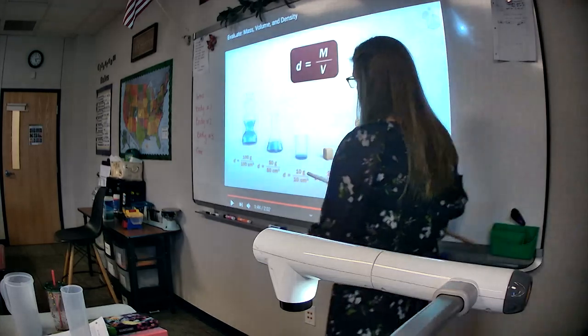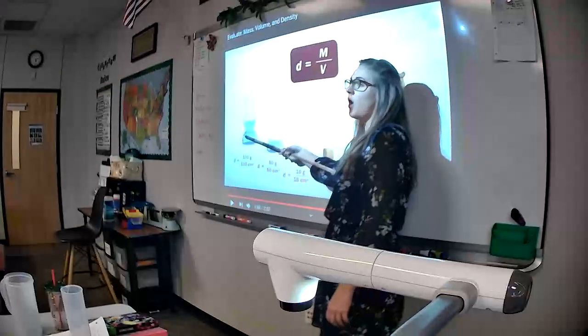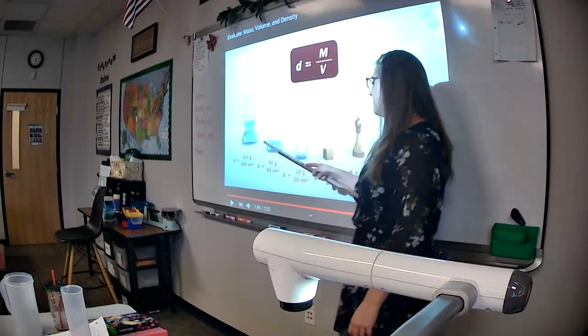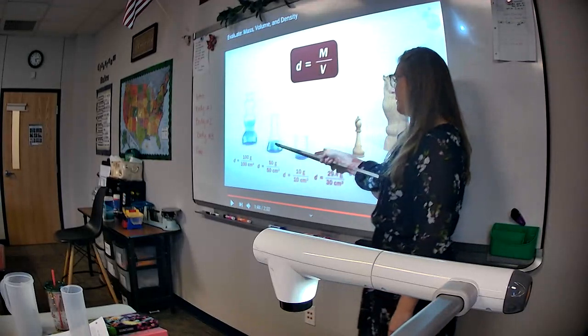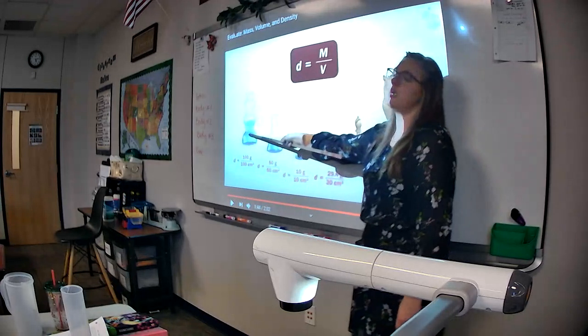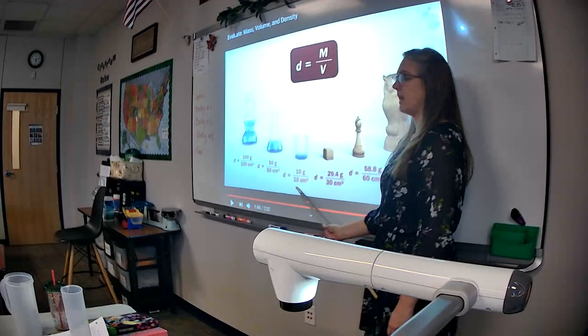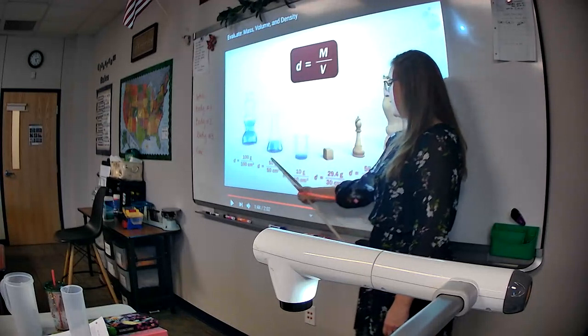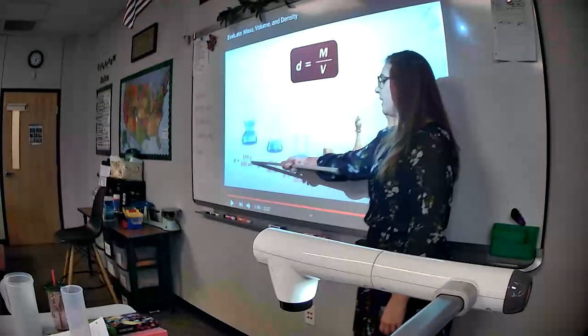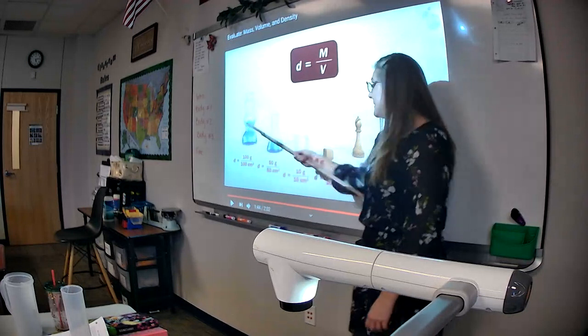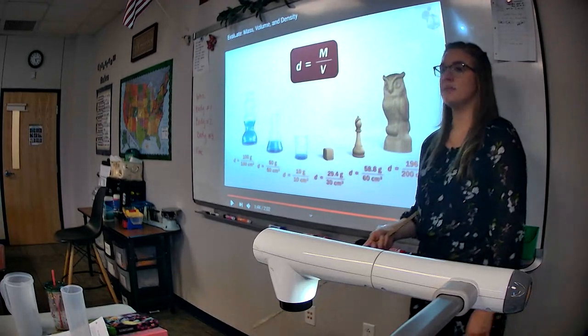Look at this. These beakers are all filled with water, but different amounts, right? This beaker has 10 grams. This beaker has 50 grams. This beaker has 100 grams. What's 10 divided by 10? Class? 1. What's 50 divided by 50? 1. 100 by 100? 1. The density of all of these is 1.